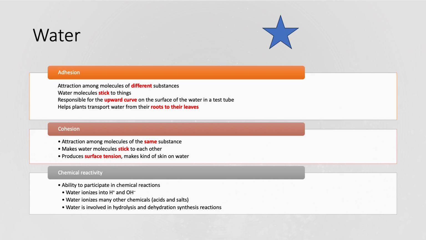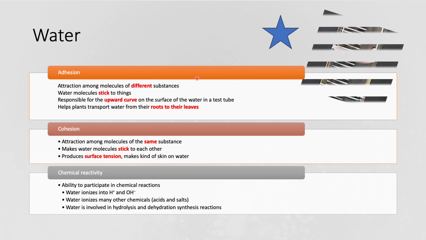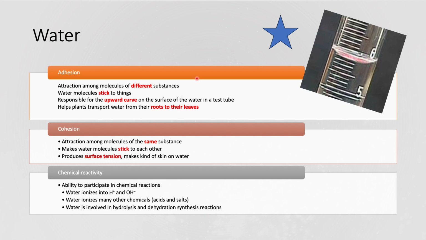Other properties of water: adhesion. Adhesion is the attraction among molecules of different substances. So water molecules stick to other things. This is why there is an upward curve when you take a look at water in a test tube. This is also how water is able to go from the roots to the leaves, because of the adhesive properties of water. Because water molecules like to stick to things. That is adhesion.